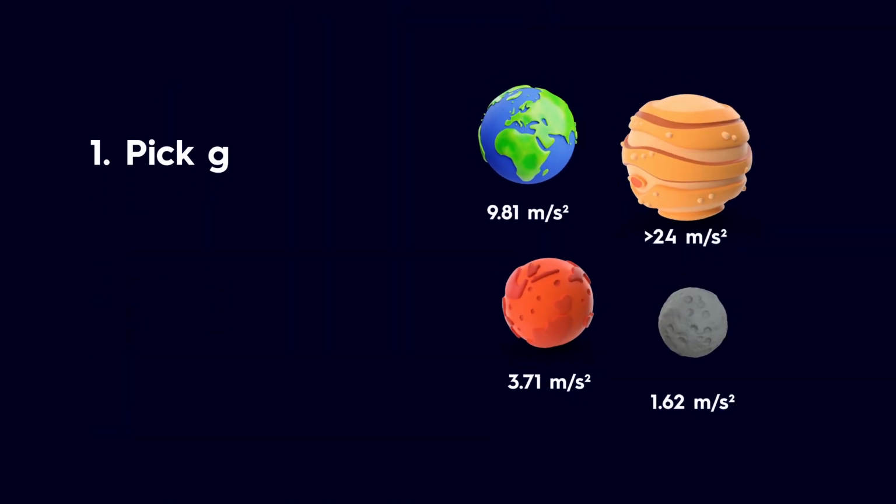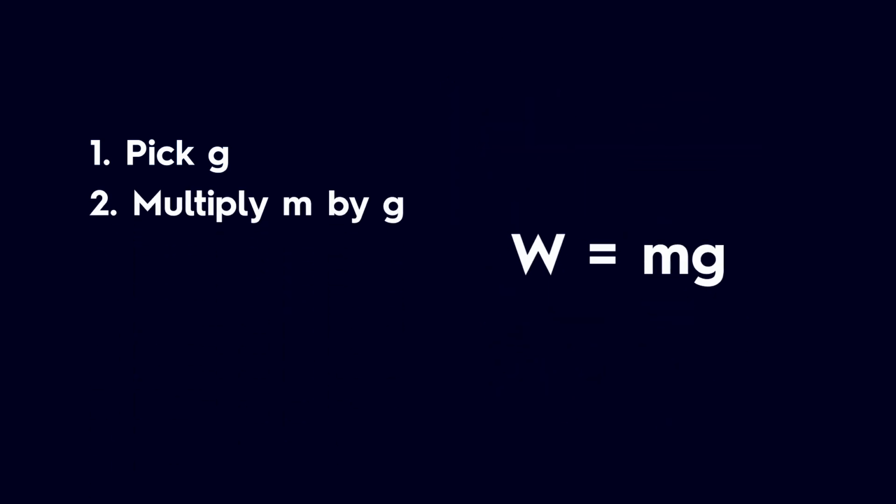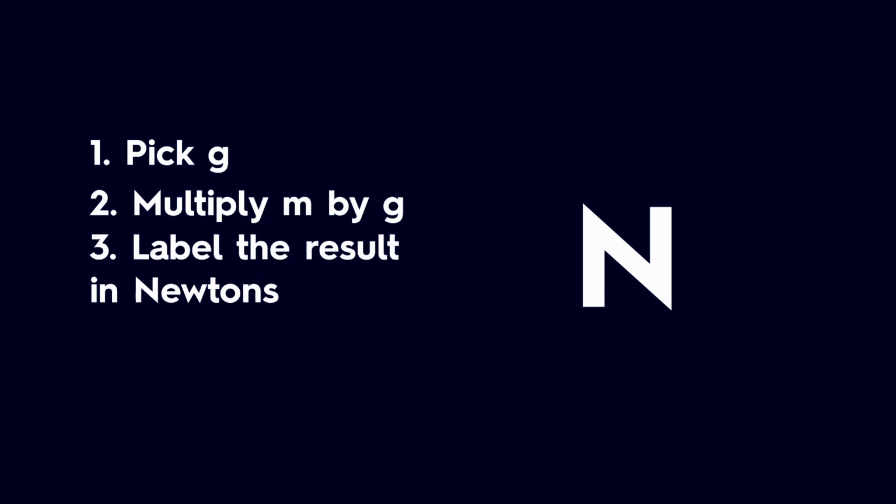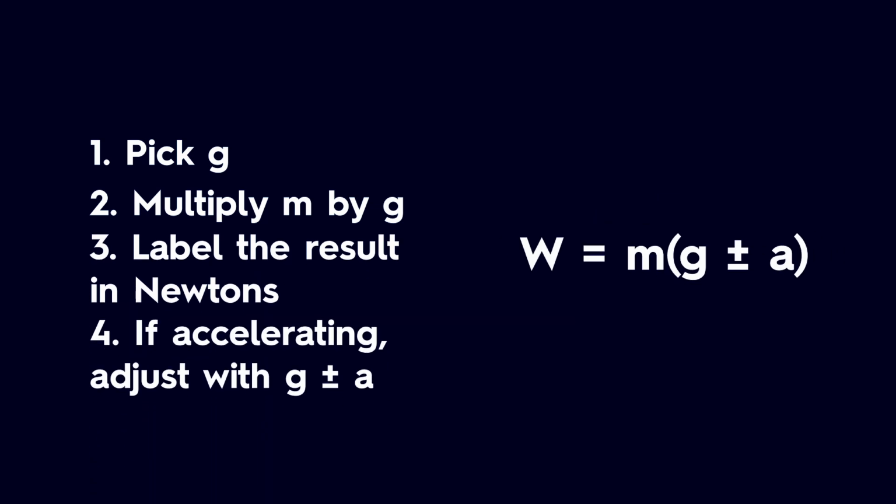To tie this all together, here's a quick recipe. 1. Pick the right value of g for your location. 2. Multiply mass by g. 3. Label the result in newtons. 4. If the situation involves acceleration, adjust with g plus or minus a to find the apparent weight.